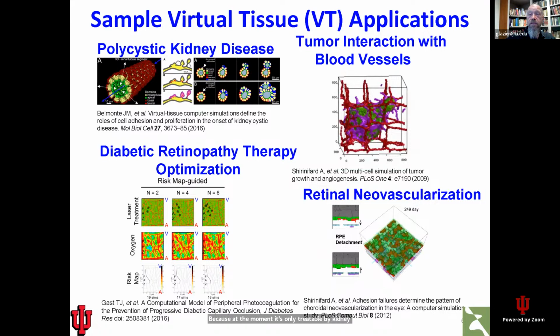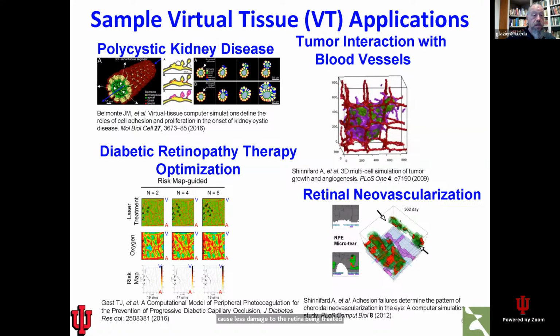At the bottom left was a study in personalized medicine, trying to understand how photocoagulation therapy that is used for treating diabetic retinopathy could be optimized so that it was more effective and caused less damage to the retina being treated.